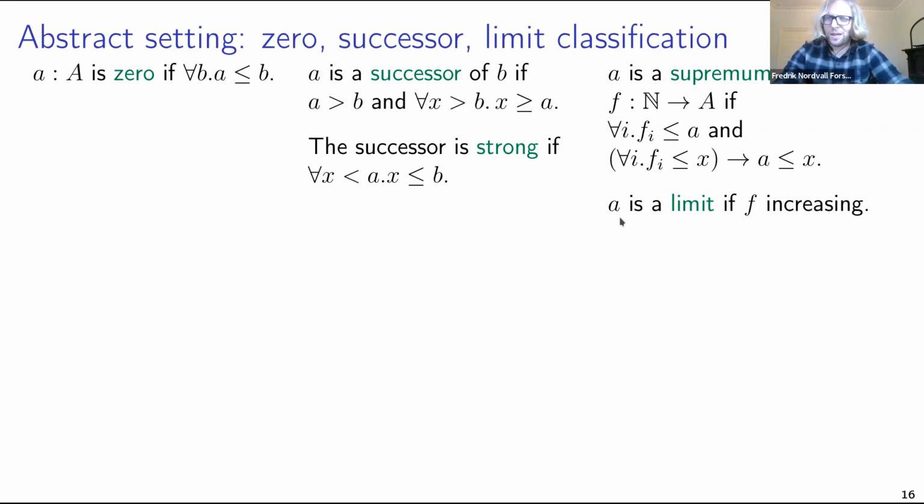And then we say that A is the limit of f if f is also strictly increasing. So that in particular means that it's actually going to be strictly above this, right? Because if it's greater or equal to one of them, then when you go to the next one, it's going to be strictly greater.